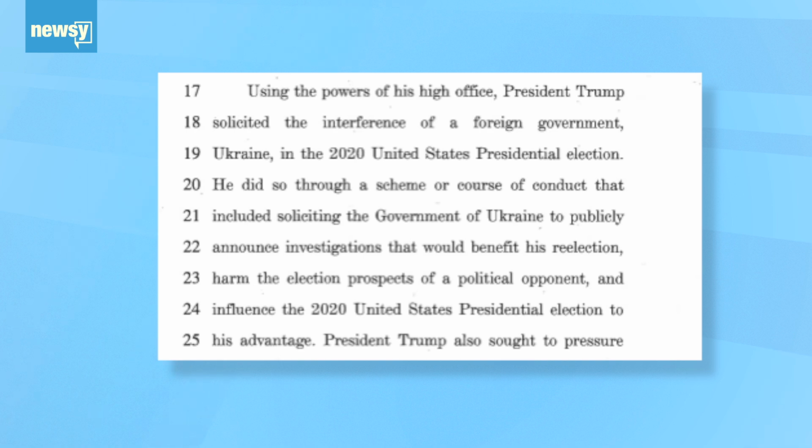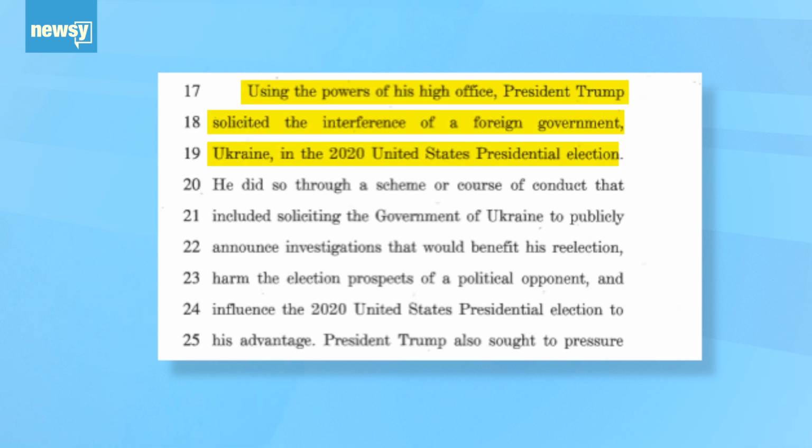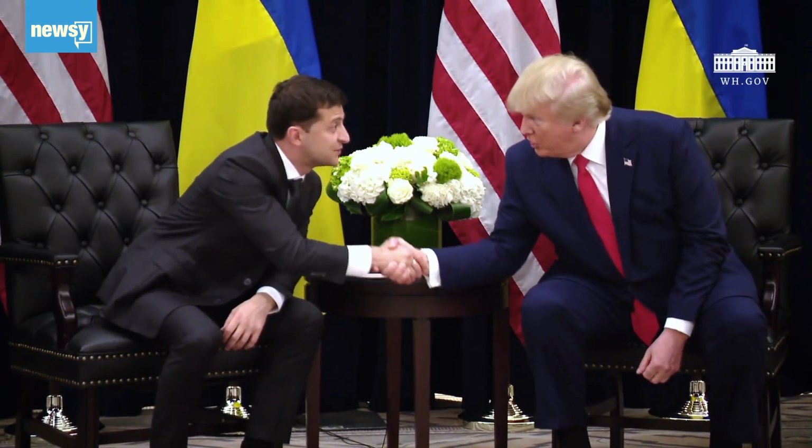House Democrats say the president solicited the interference of the Ukrainian government in the 2020 U.S. presidential election and did so in a number of ways. They first point to a July 25th phone call between President Trump and Ukrainian President Volodymyr Zelensky, in which President Trump asked Zelensky to "do us a favor," though, after Zelensky inquired about acquiring anti-tank missiles.